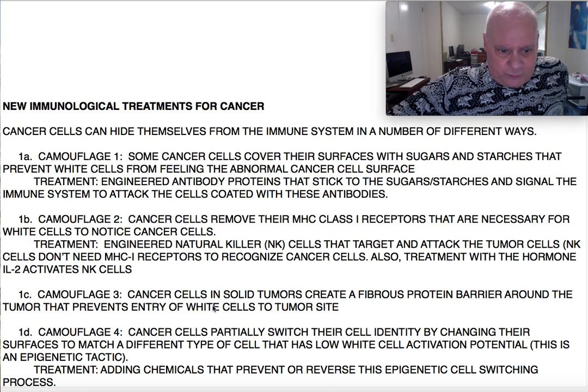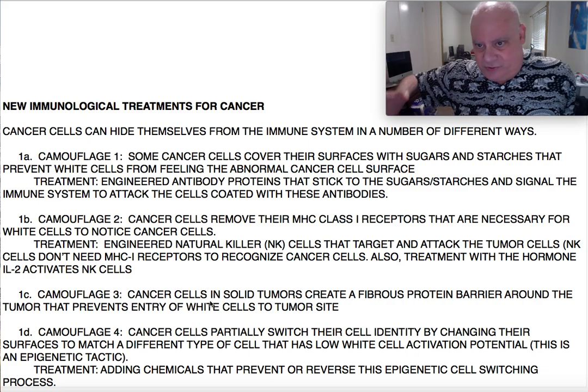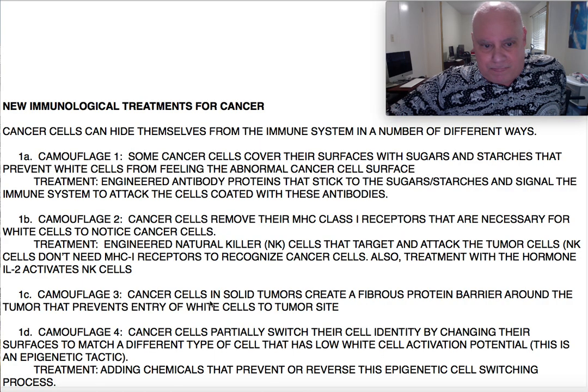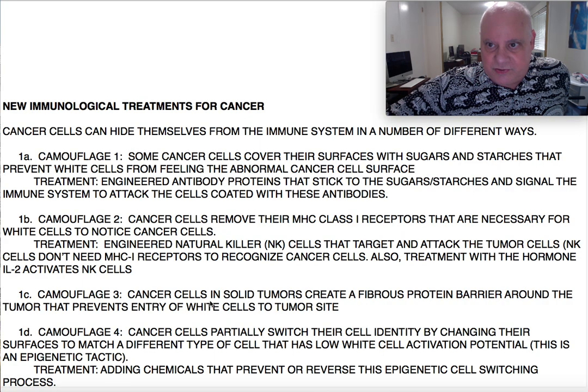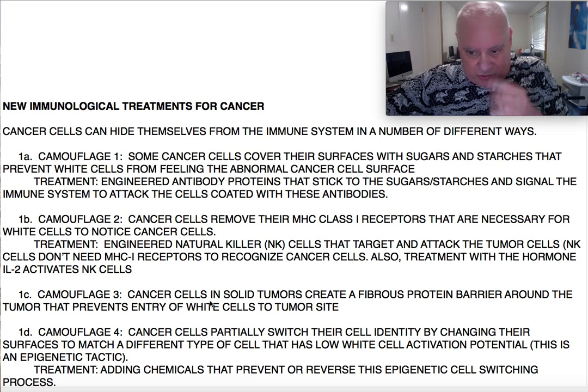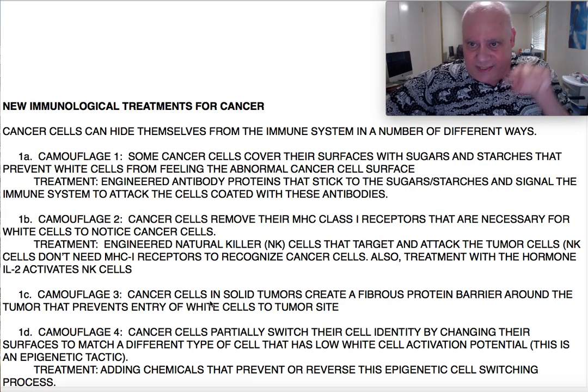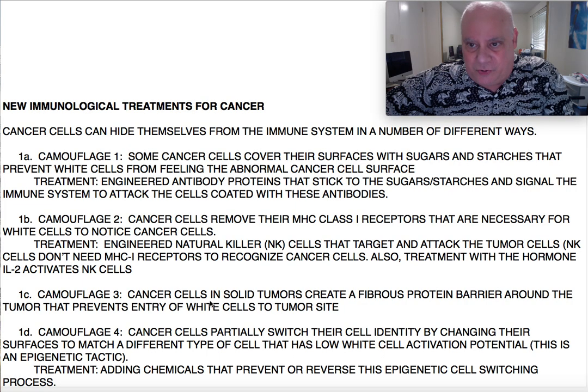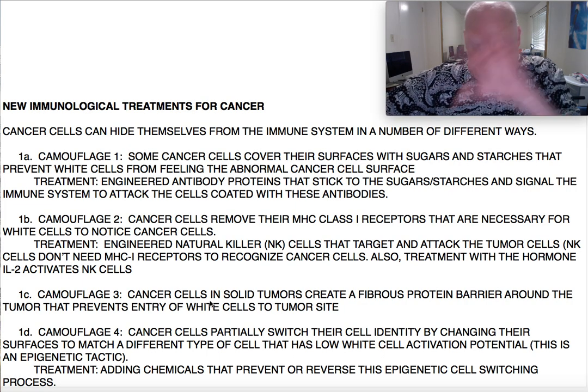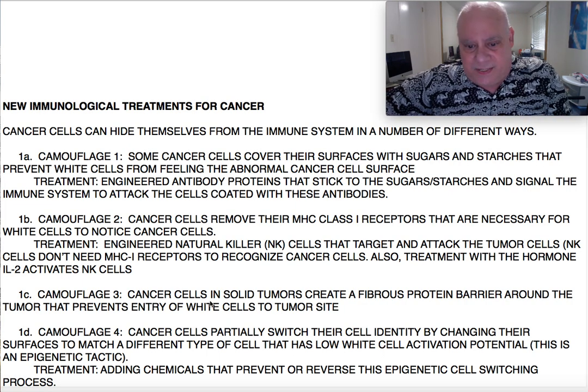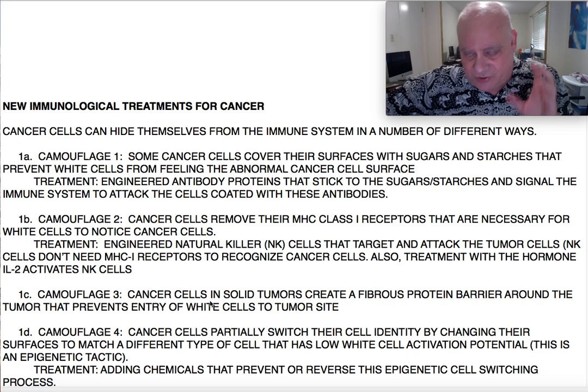Now there's other kinds of camouflage too. These are mostly barrier methods, where when cancer cells are in solid tumors, when there's like a big ball of cancer cells that's large enough to be felt or imaged, often what happens is the cancer cells in those balls will create these like connective proteins, almost like collagen proteins, which they surround themselves with. And that's like a fibrous layer, which is hard for white cells to penetrate physically. They have a hard time moving through that layer.